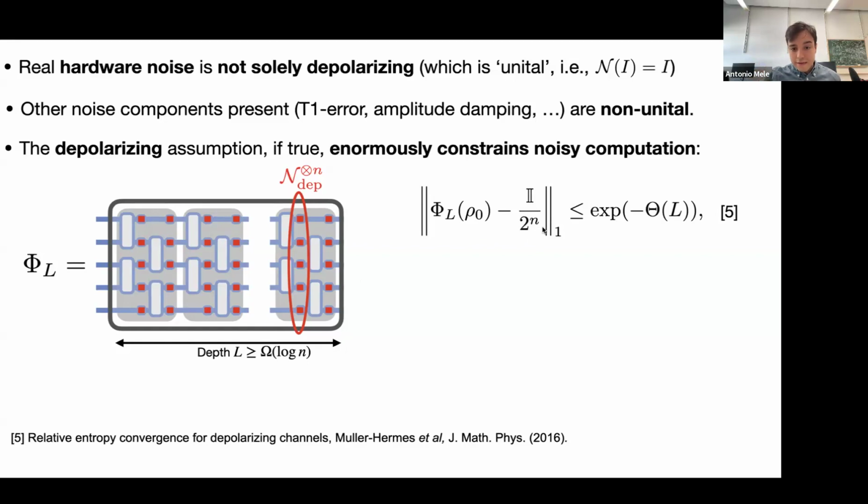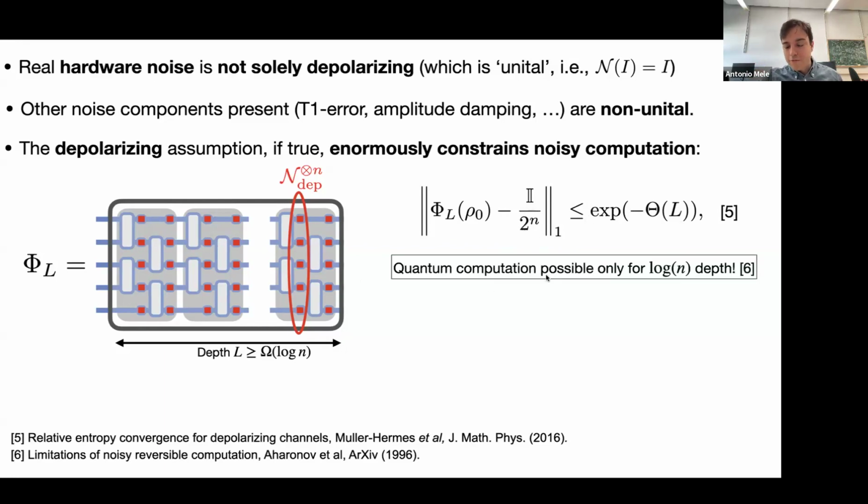And yes, this means that already at depth slightly larger than log n, any efficient quantum computation can be simulated with just sampling from the maximally mixed state. And this implies that useful quantum computation is possible only for log n depth.